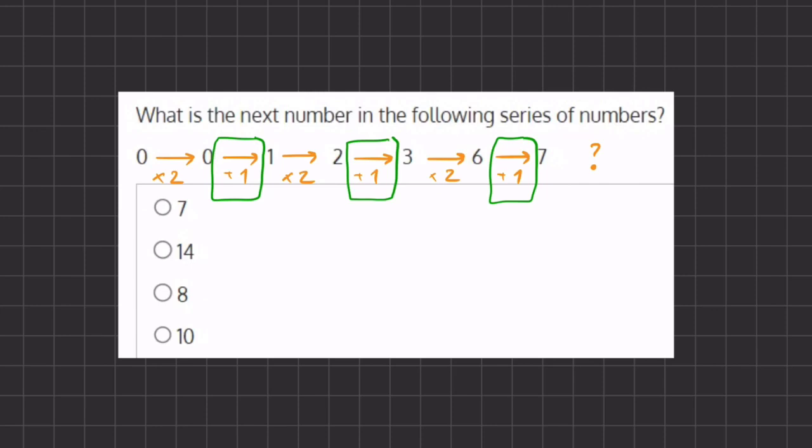So we have a times 2 over here and a plus 1 that alternates with every transition. So our next transition, since we added 1 here, should be multiplying by 2. So if we have 7 times 2, we get 14, which is going to be the next number in the following series. And this corresponds with answer B.